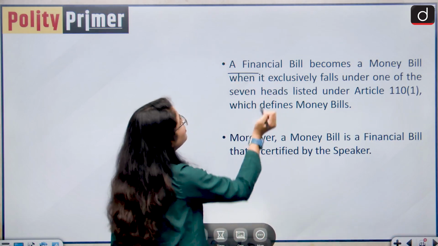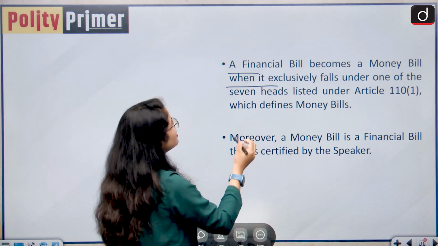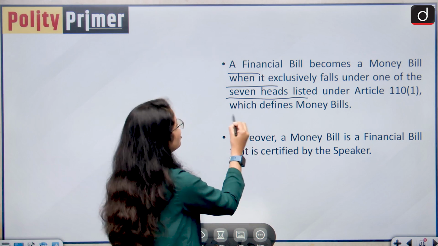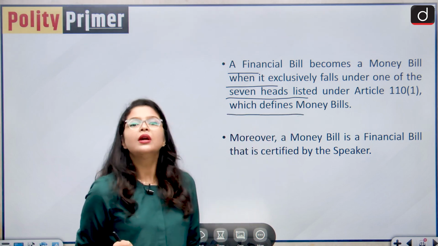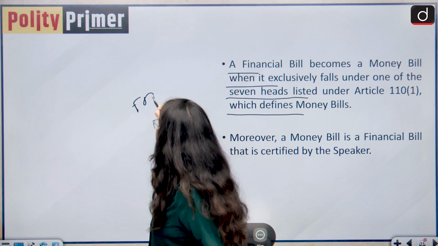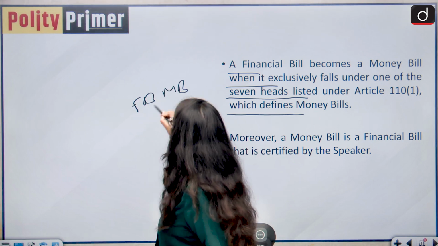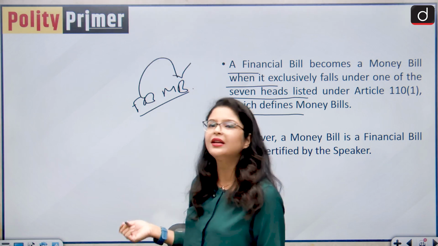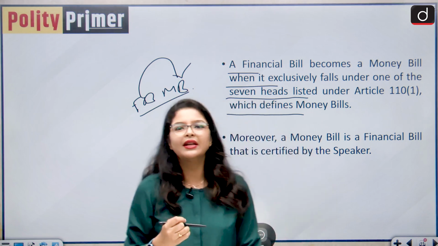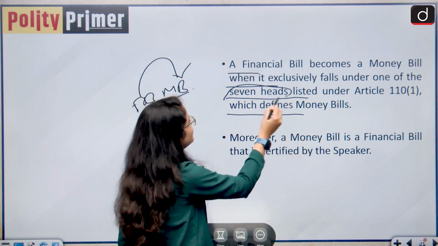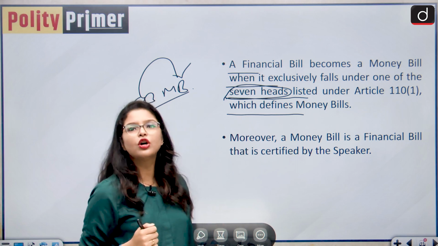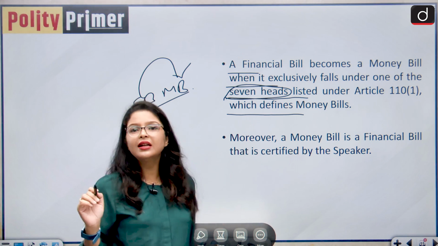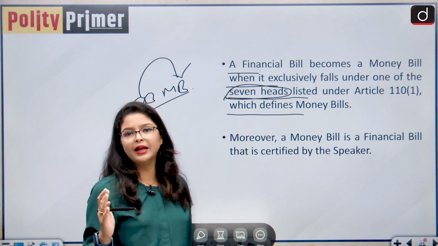A financial bill becomes a money bill when it exclusively falls under one of the 7 heads listed under Article 110 clause 1, which defines a money bill. So there is a difference between a financial bill and a money bill. So what is this difference? A financial bill, to become a money bill, has to fall under the 7 heads which have been recognized under Article 110 clause 1 of the Indian Constitution, and if the financial bill falls under these 7 heads, it is known as a money bill.